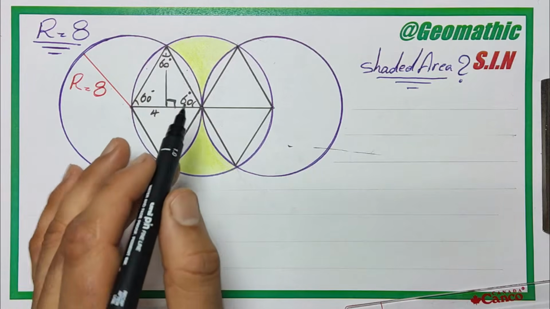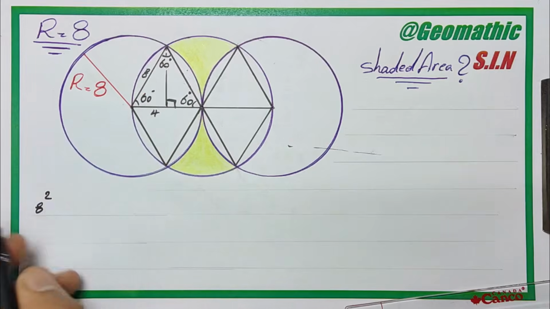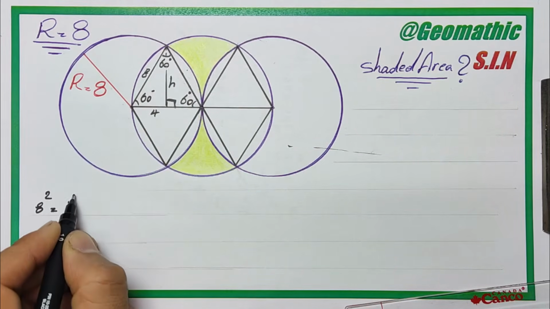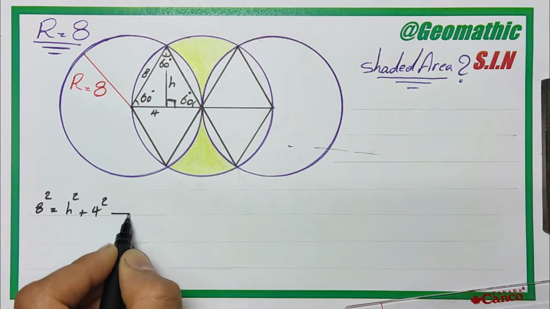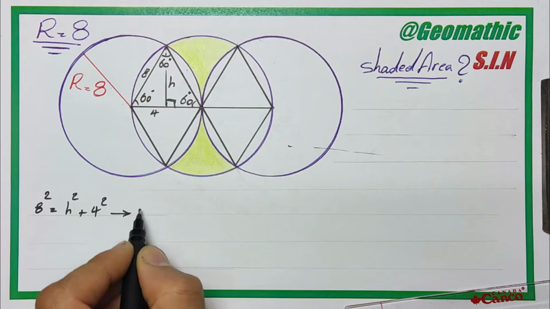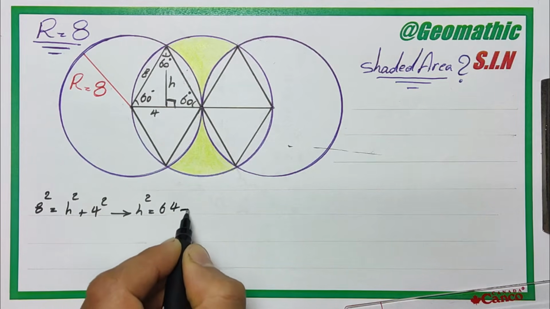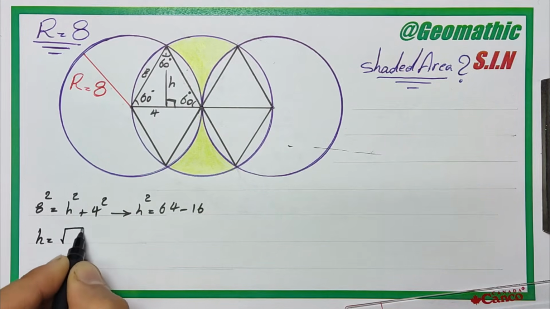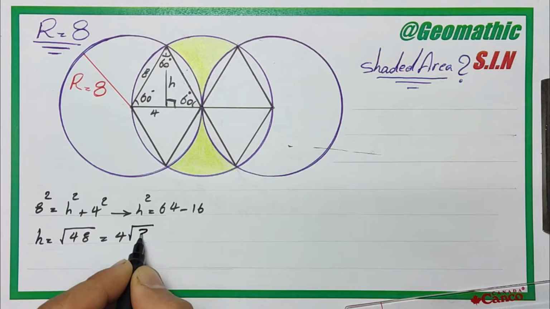Then the Pythagorean theorem says 8 squared equals h squared plus 4 squared. Then h squared equals 64 minus 16, and h equals the square root of 48, which equals 4 times the square root of 3.